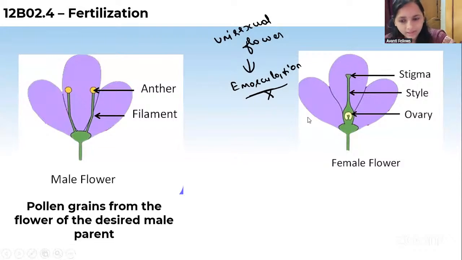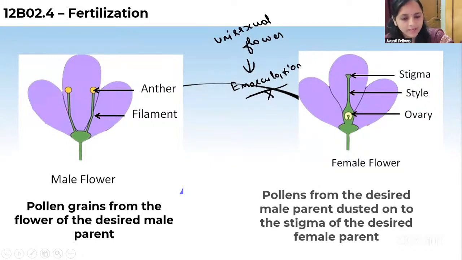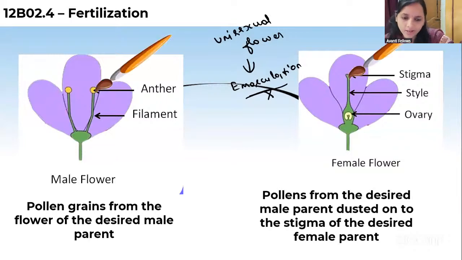Here you can see pollen grain from the flower of the desired male parent dusted on the stigma of the desired female parent. We are taking the pollen grain from the male parent and we have dusted it on the stigma of the female flower.